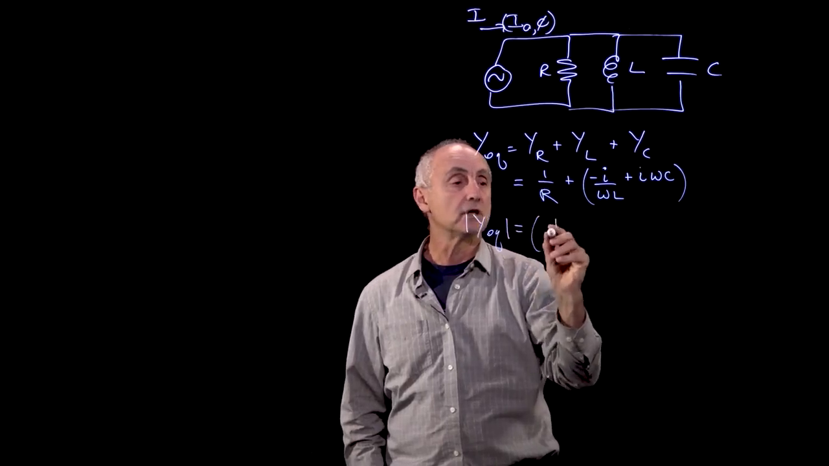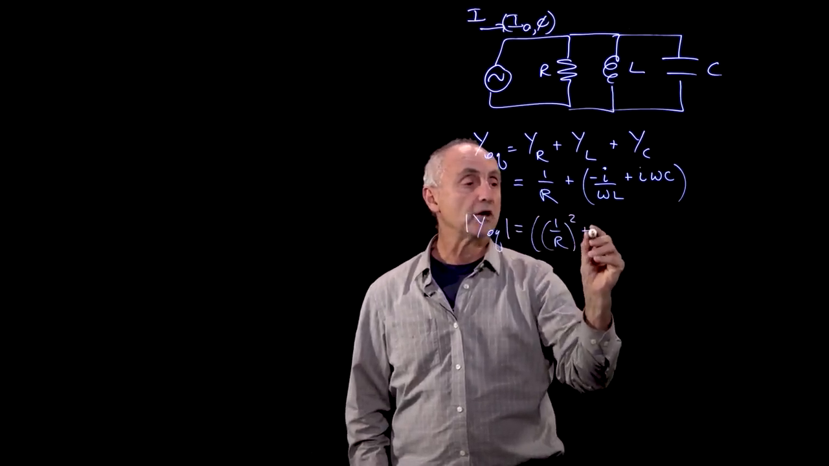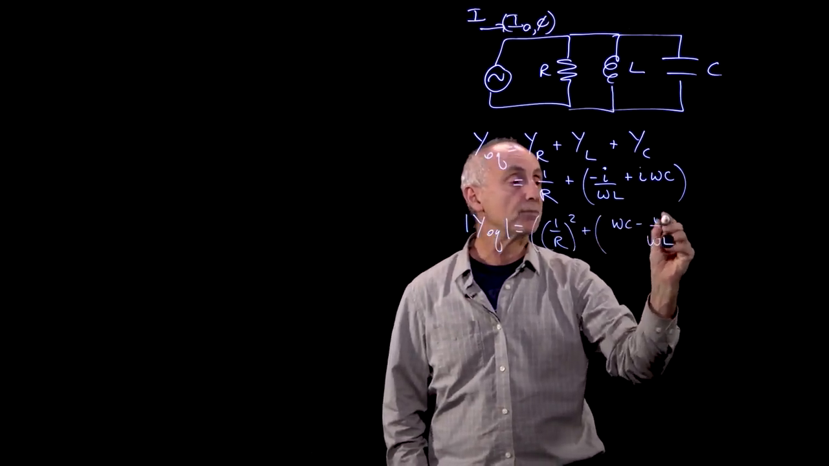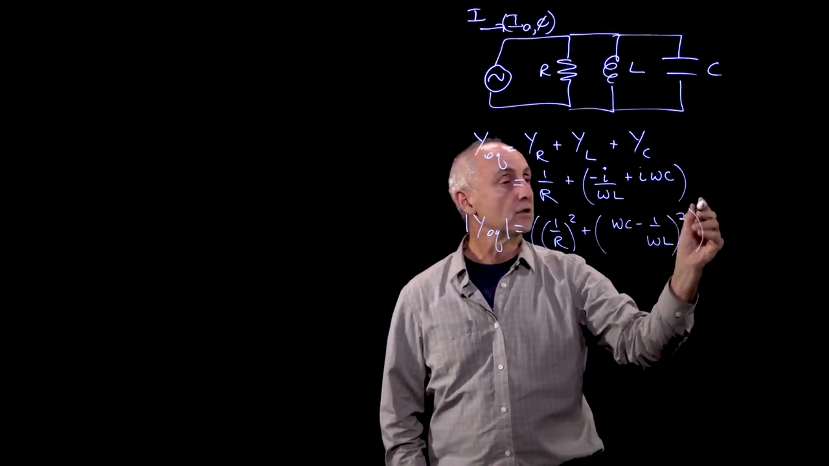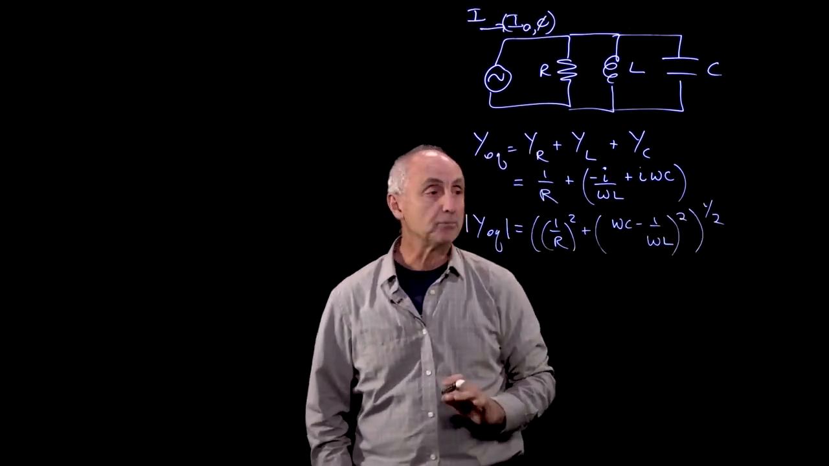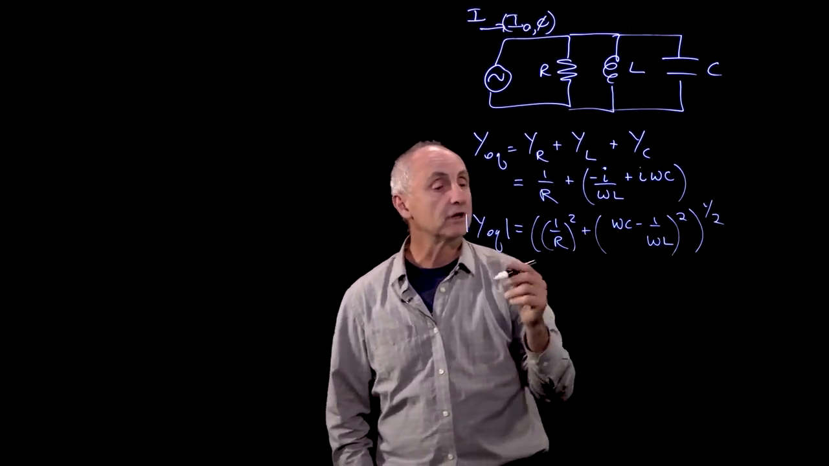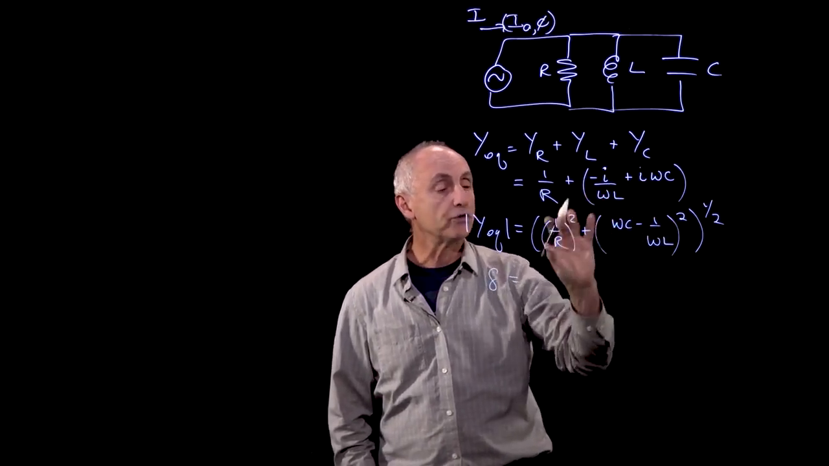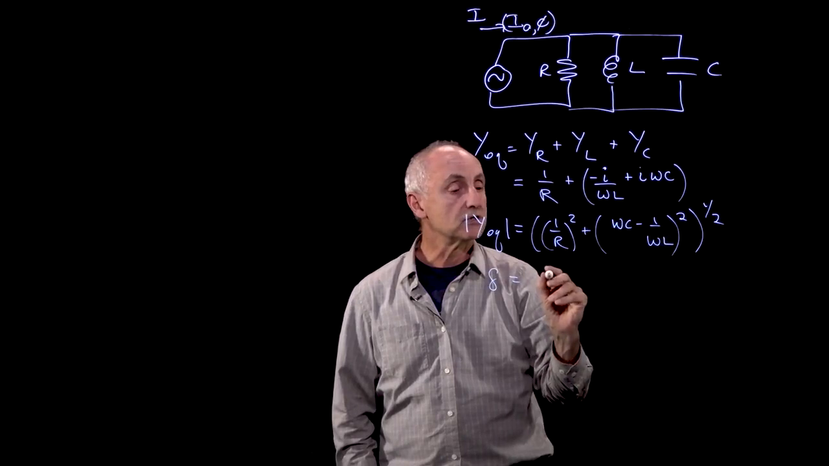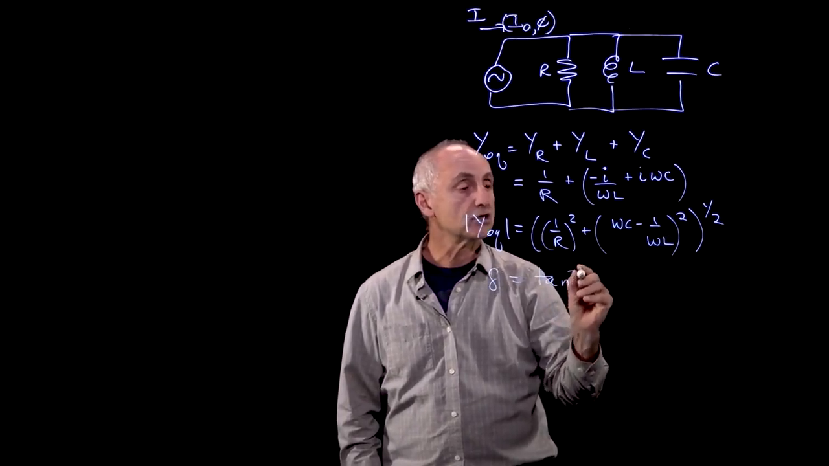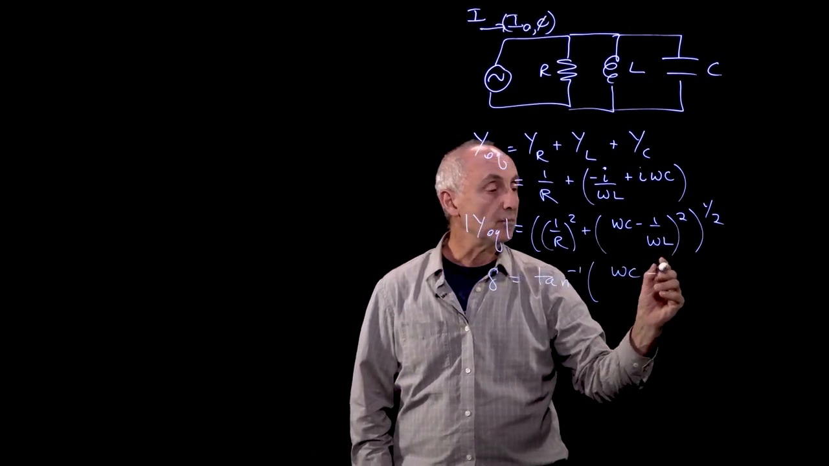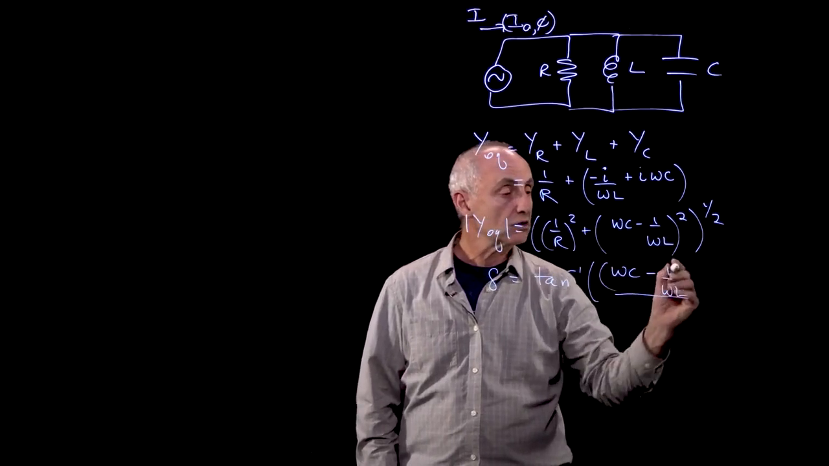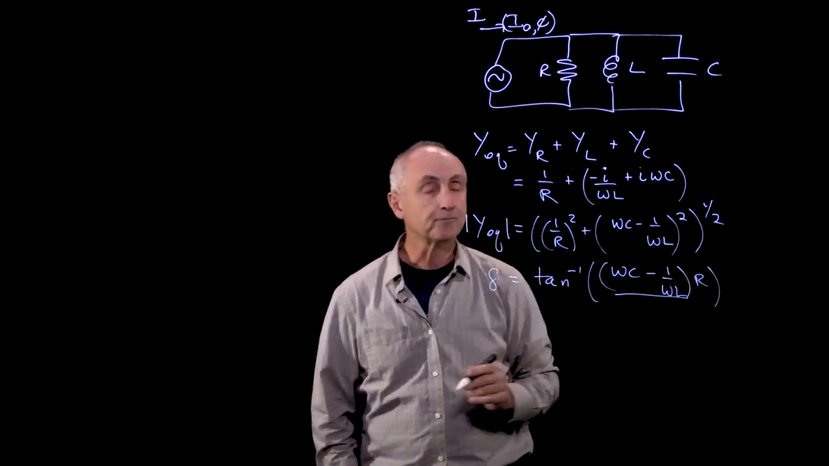And its magnitude is 1 over R squared plus this imaginary number, which is omega C minus 1 over omega L, the imaginary part of it, squared, to the 1/2. That's the amplitude. And the phase, delta, is just given by the imaginary part over the real part. So that is inverse tangent of omega C minus 1 over omega L divided by 1 over R. So let's just write it like that.